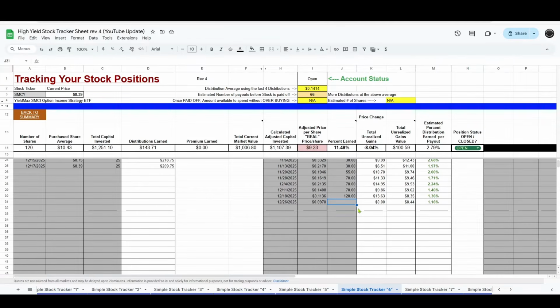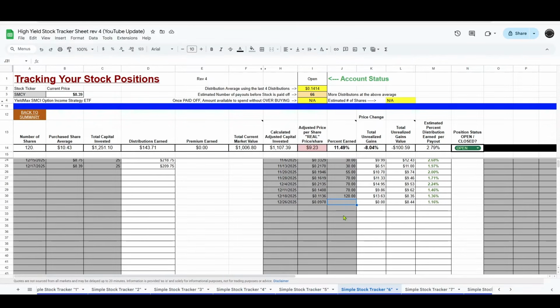And for SMCY, we received a 9 cents distribution. Not the highest, that's for sure, right? That one's pretty low. Last week was 11. This week is 9. So a little on the low side, but it's still a distribution. And let's just see what it takes my real price per share down to and how far away I am from getting to a break even, meaning that my real price per share is at the current price of SMCY.